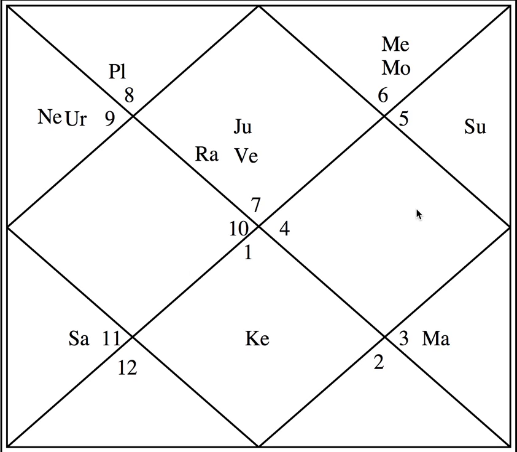So, here Mercury is the 9th lord because the sign Gemini, number 3, is in the 9th house, and the 10th lord is Moon. So, the 9th lord and 10th lord are in the 12th house. Although these are in the 12th house, they are ruling the 9th house and the 10th house. And Mercury is exalted here in Virgo.